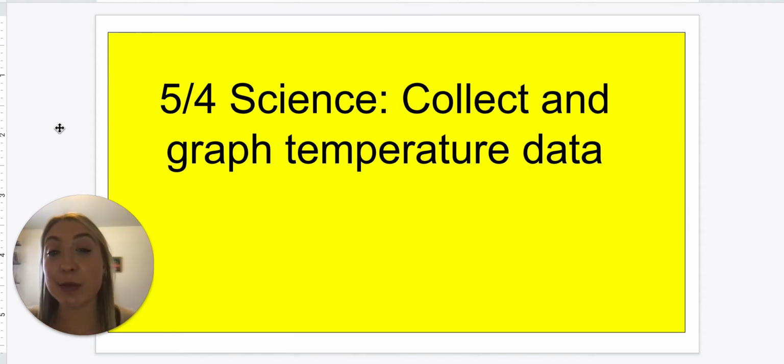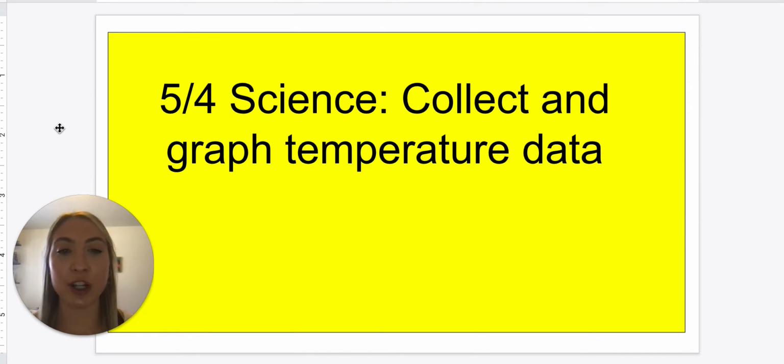Today for science, we are continuing with reading temperatures, but now we're going to be collecting the temperature data and putting it in a graph. So remember, we're going to be using a little bit of math today with our science, so we get two subjects practically in one. Remember, temperature is when you're measuring the coldness or the heat of something.